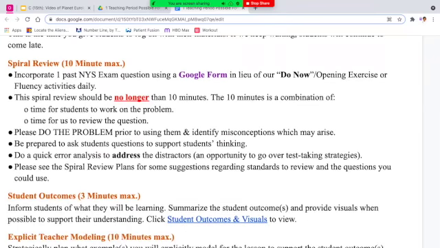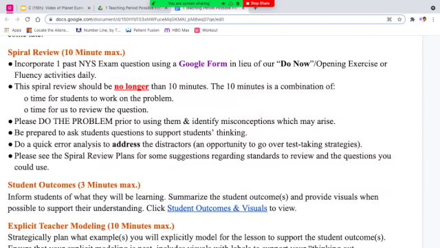Moving right along to Spiral Review. You want to allow 10 minutes max for the Spiral Review, especially when you have a class for a single period. So here's how you can do that. Incorporate one past New York State exam question using a Google form in lieu of our do now, opening exercise, or fluency activities on a daily basis, especially at this point in the year.